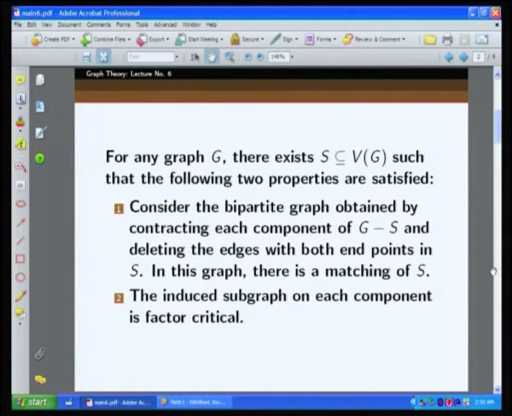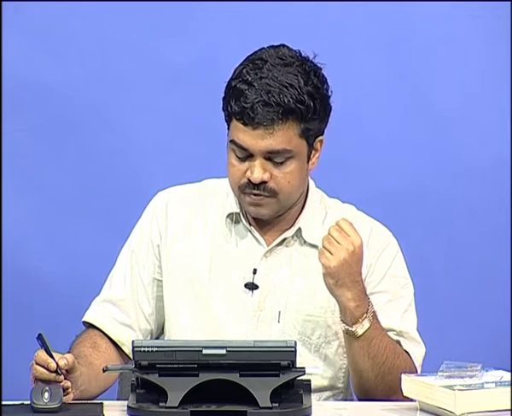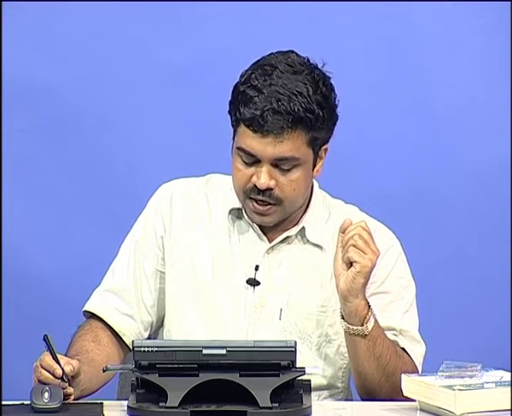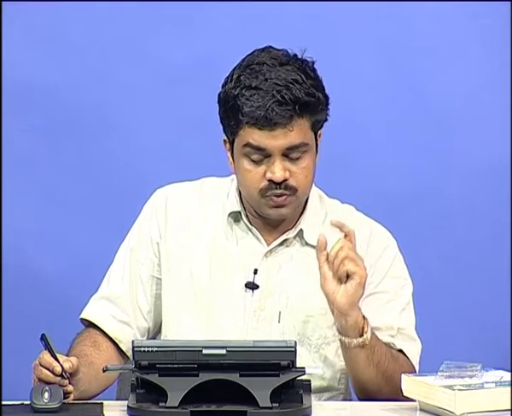That means if you consider the components obtained by removing that subset from the graph, so if the subset is S, you consider G minus S and its components, each component will give us a graph. The induced subgraph on that component will be a factor critical graph. That means it is of odd order, and if you remove any vertex from that, the rest will have a perfect matching irrespective of which vertex you remove.